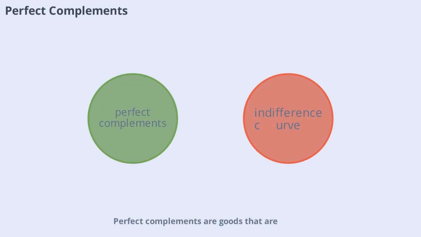Perfect complements are goods that are always consumed together in fixed proportions, like left and right shoes. The indifference curves for perfect complements are L-shaped, reflecting the fact that having more of one without the other doesn't increase your satisfaction. This concept helps explain certain purchasing patterns in the real world.